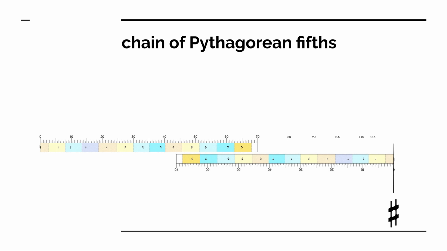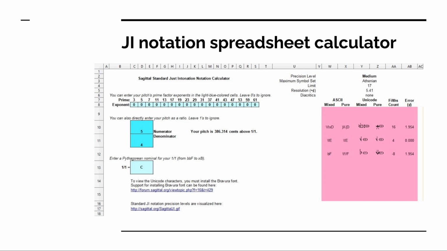But now that you understand the principles at work here, you're ready to use a tool that can do that for you. That's right. You don't really have to do any of those calculations, because there's an app for it. Well, not quite an app, but it's a spreadsheet you can download from sagittal.org, which does the trick. It's called the JI Notation Calculator, and it is pictured here.